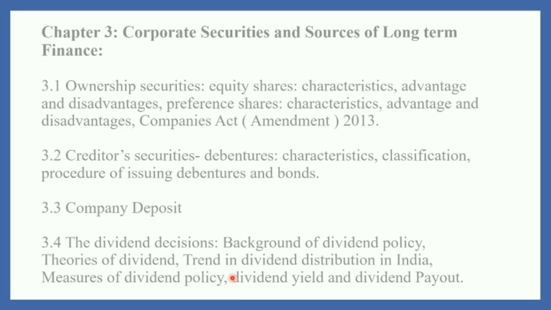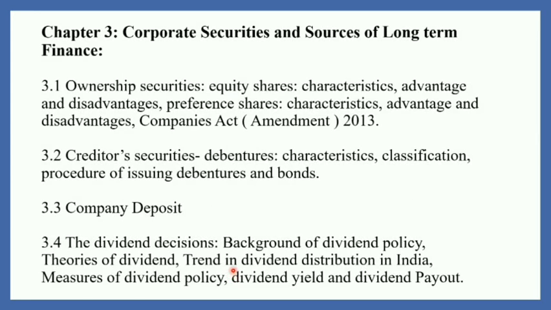The last point is estimating financial needs and sources of finance. Now let us see your third chapter, corporate securities and sources of long-term finance. The first point is ownership securities, which consist of equity shares and preference shares. In equity shares we will see characteristics, advantages and disadvantages. Preference shares consist of the same things: characteristics, advantages and disadvantages. After that comes the Companies Act Amendment 2013, where we will see what changes were made in the Companies Act 2013.